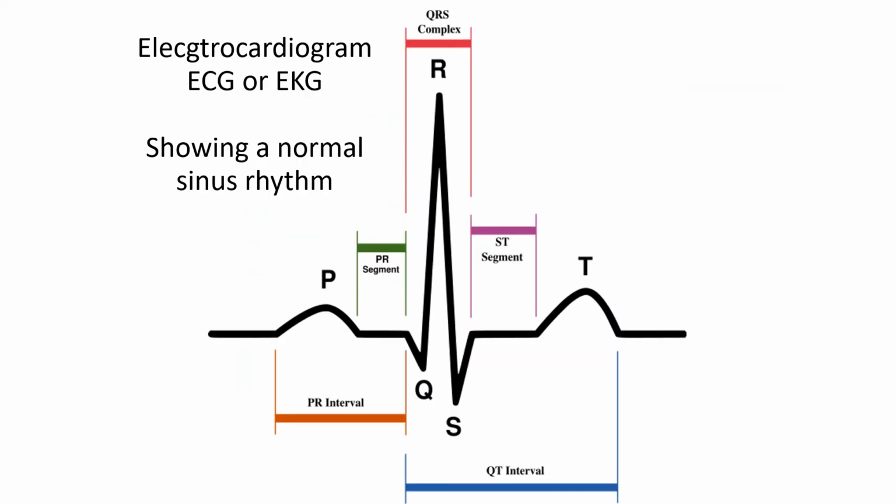So let's talk about the electrocardiogram for a moment. The EKG or ECG is a measure of electrical activity in the heart. What you're looking at here is called a normal sinus rhythm. This is picture perfect. This is how you would ideally like to see an electrocardiogram work.